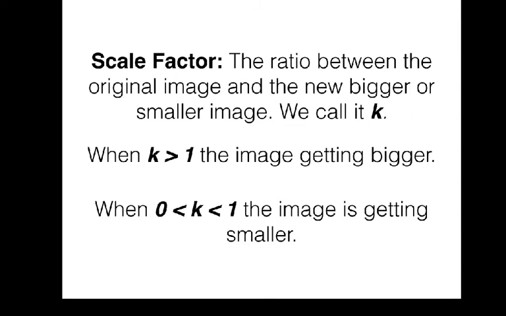K is your best friend when making dilations, and when K is greater than 1, that means the image is getting bigger. Big K, bigger image. Now, when K is in between 0 and 1, I'm thinking of fractions, decimals, that means that the image is getting smaller. So, less than 1, small image. Bigger than 1, big image.